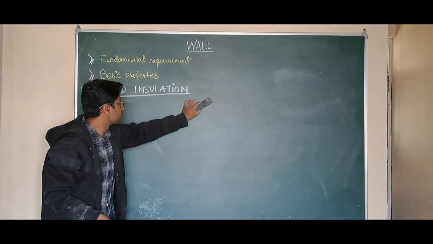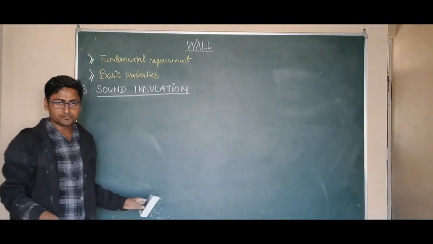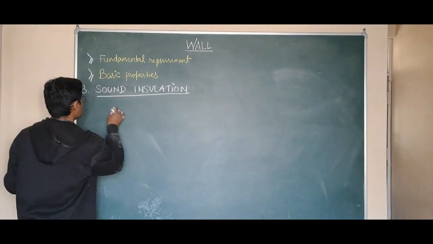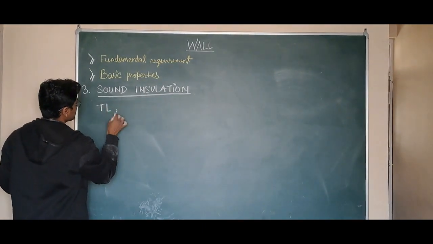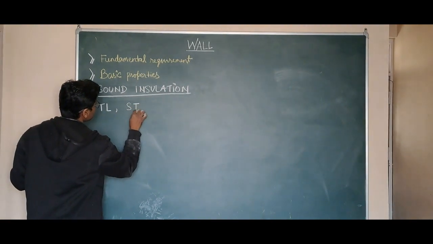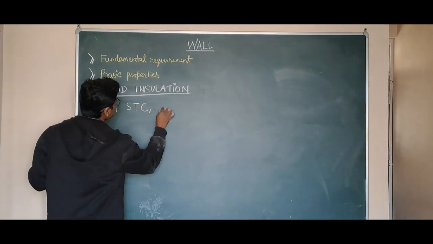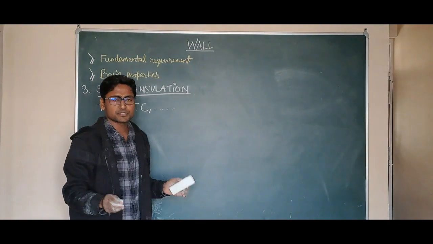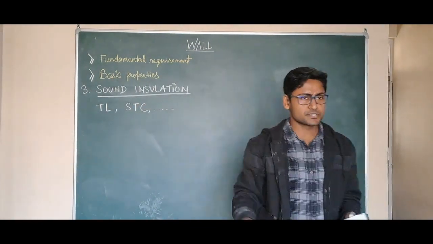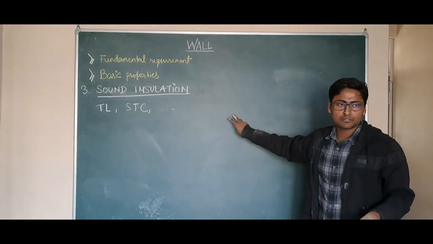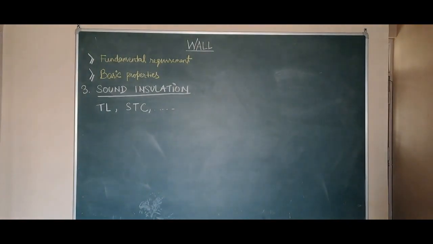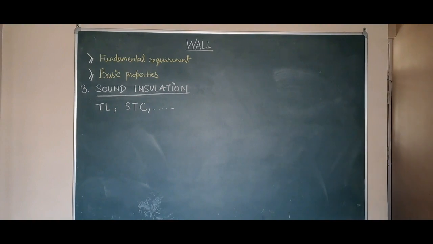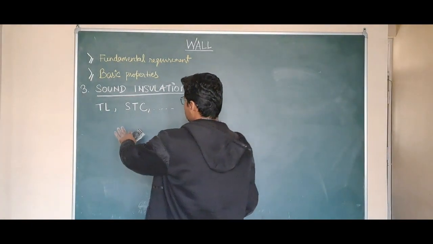So anyways, for sound insulation, what were the parameters that we have noted down earlier? TL, transmission loss, another was STC, sound transmission class. There are other parameters also, but we will not discuss in detail, and lot of things are there. So that we will study in our acoustic class. Probably I will be teaching this acoustic subject in 4th semester. Anyways, so TL was transmission loss.